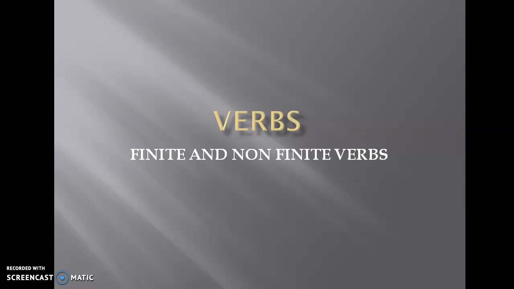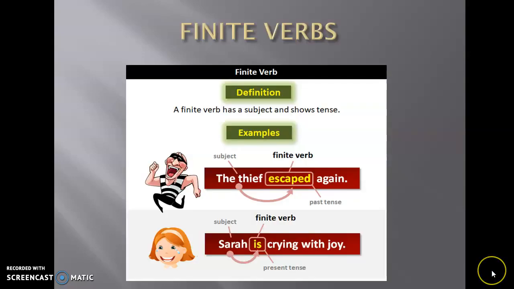Today I'll be discussing two kinds of verbs, finite and non-finite verbs. Finite verbs. Finite verbs are the verbs which have a subject and they show tense. That means, in simple words, finite verbs are the verbs which change according to the change in the tense or according to the change in the person.